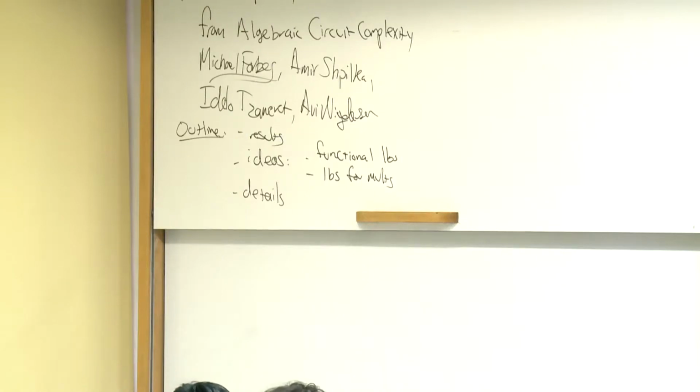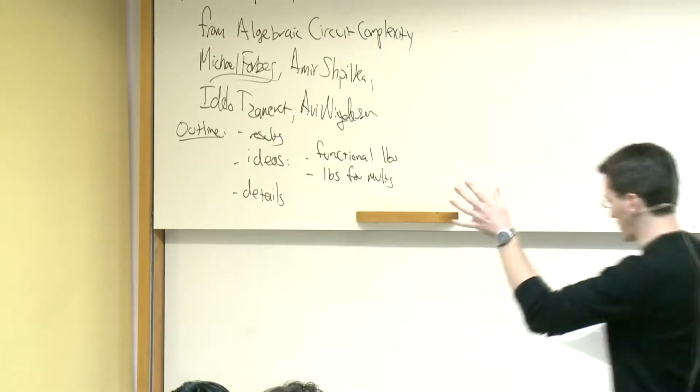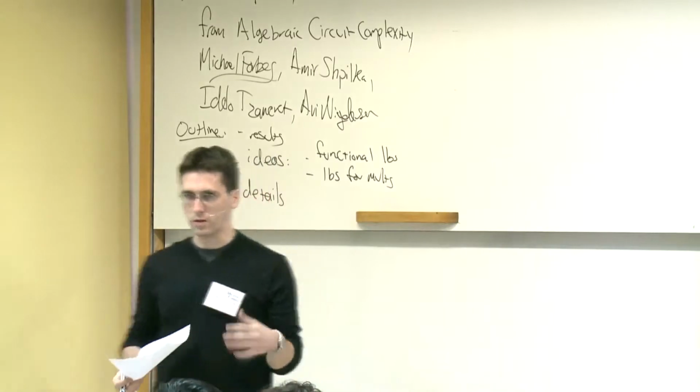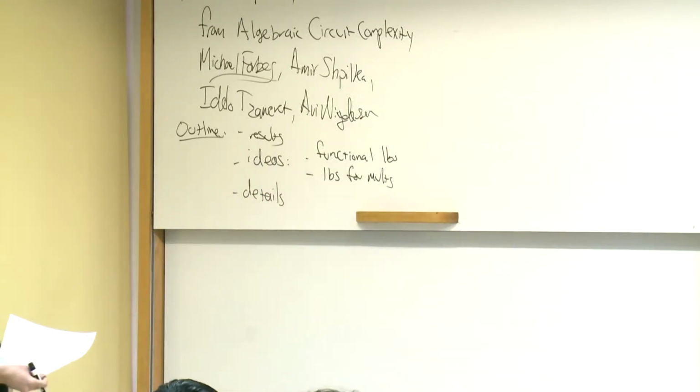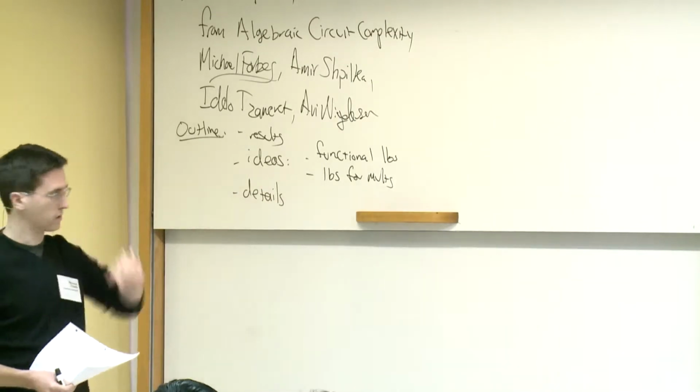Okay, so I'm Michael Forbes. We're talking about ideal proof systems and algebraic proof systems the entire day. I want to tell you about some lower bounds for algebraic proof systems. This is joint work with Amir, Ido, and Avi.